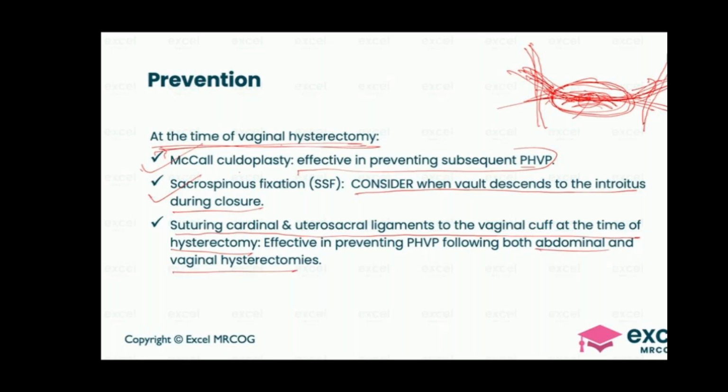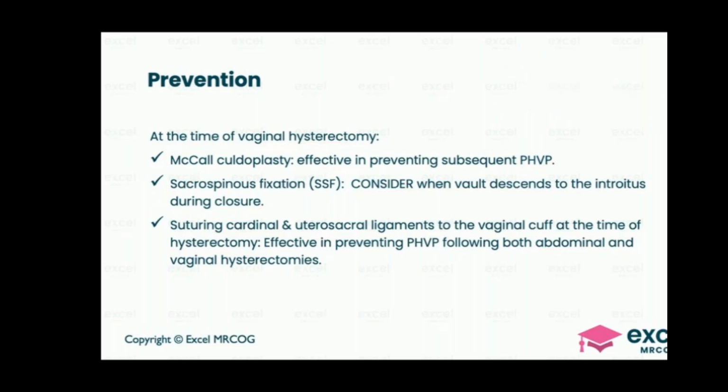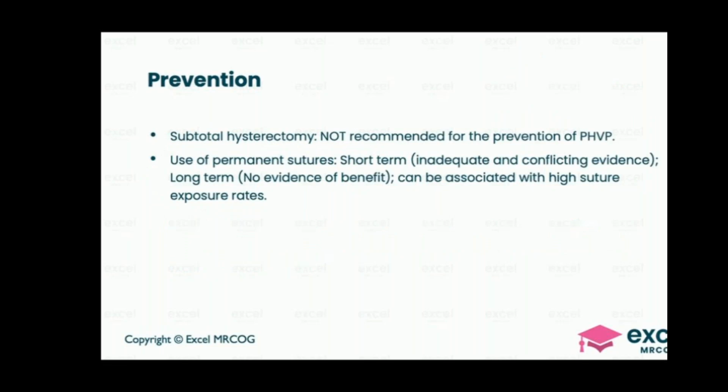So these are the preventive measures. The question may be which of the following can be used, or which of the following is not an option. And you may have all these in the options and one may not be the option that is given in the guideline. Then subtotal hysterectomy is not recommended for the prevention. You may think that if you keep the cervix back, that will help in suspension. That is not true. It is not recommended.